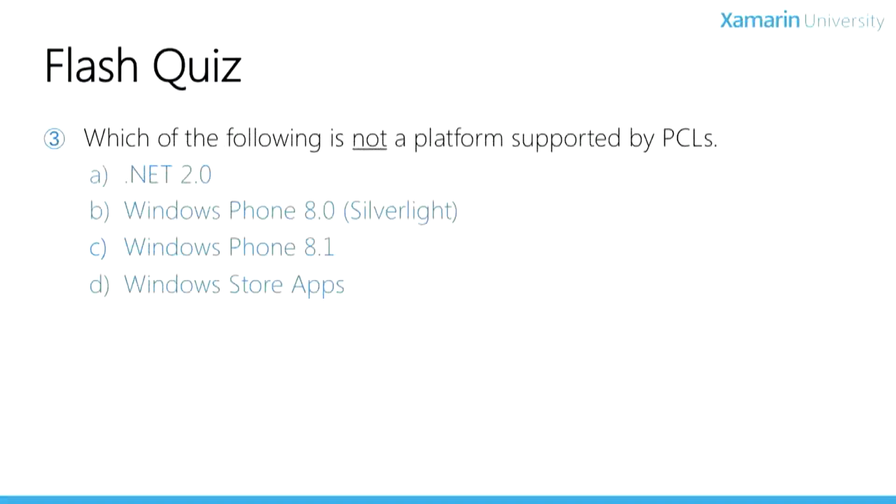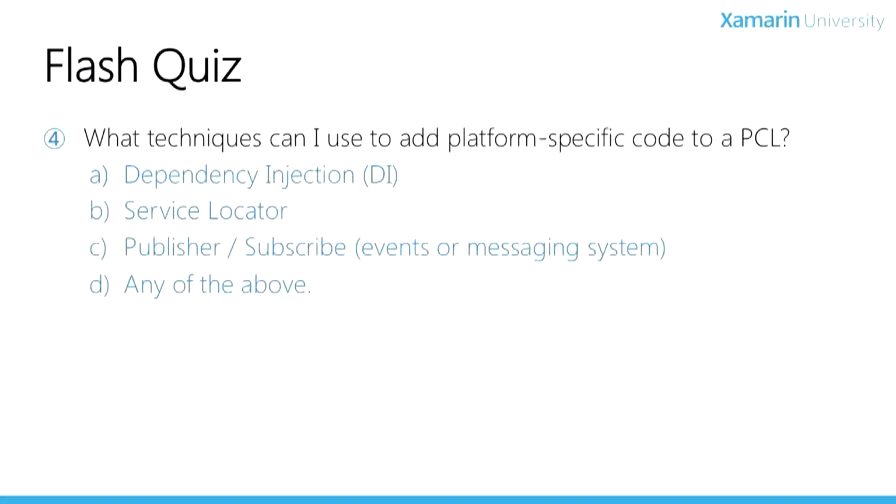Question 3. Which of the following is not a platform supported by PCLs? A, .NET 2, B, Windows Phone 8 Silverlight, C, Windows Phone 8.1, or D, Windows Store Apps? And the correct answer is A, .NET 2. Question 4. What techniques can I use to add platform-specific code to a PCL? A, dependency injection, B, service locator, C, publisher subscribe, or D, any of the above? And the answer is D, any of the above.